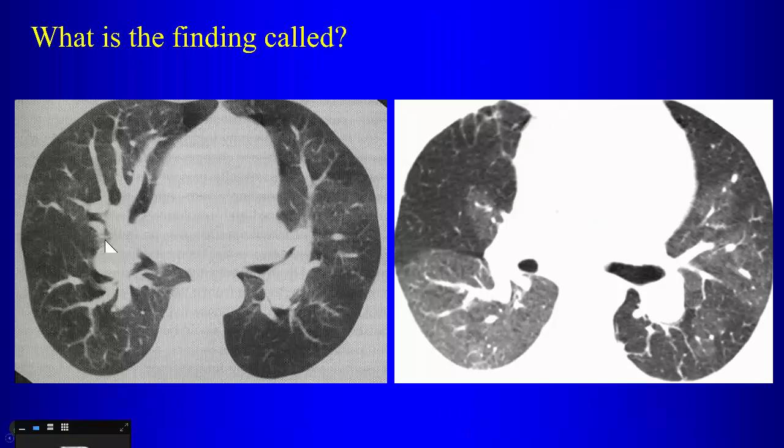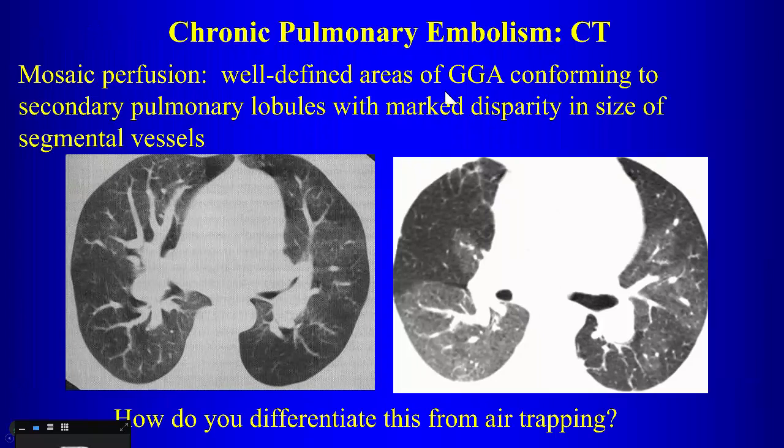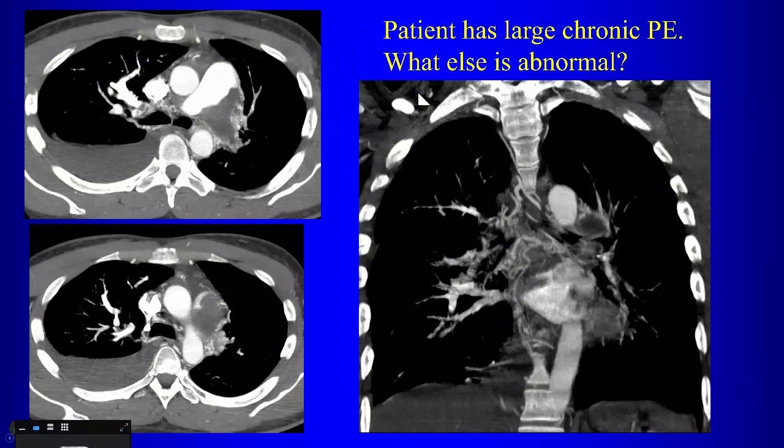Same idea here. The central pulmonary arteries are dilated. These areas of lucency have decreased vascularity. So this is mosaic perfusion from vascular disease. The most common of those is chronic thromboembolic disease. Central pulmonary arteries are big, telling you this patient has pulmonary hypertension. So we just discussed all of that. We talked about how we differentiate this from air trapping. This patient has large chronic PE. You can see it. No mystery there, right? What else is abnormal? Nicely illustrated on the coronal image.